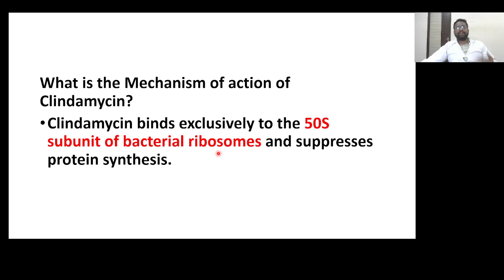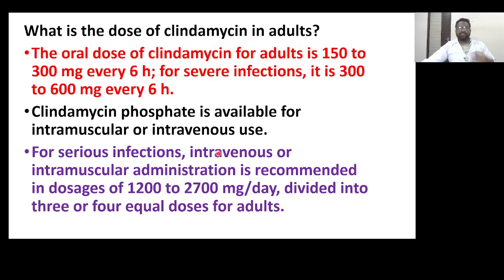What is the mechanism of action of clindamycin? It binds exclusively to the 50S subunit of bacterial ribosomes and suppresses protein synthesis. What is the dose of clindamycin in adults? The overall dose of clindamycin for adults is 150 to 300 mg every 6 hours, and for severe infections, we can give up to 300 to 600 mg every 6 hours.